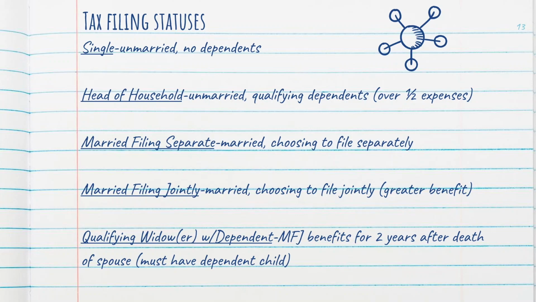And so they get a greater benefit if they use this particular status up to 2 years after the death of the spouse. After those 2 years have expired, they will have to file as head of household if they remain unmarried, or if the dependent has aged out, then they may go to a single status, or if they've remarried, then of course they would have the option of using either married filing separately or jointly.